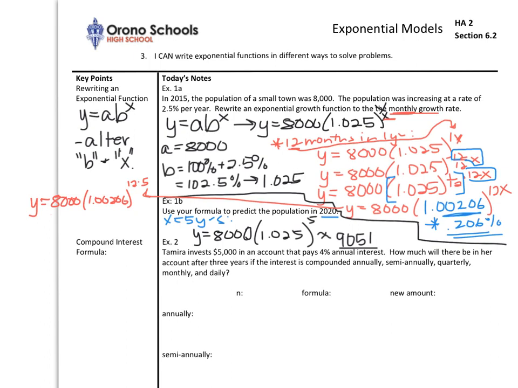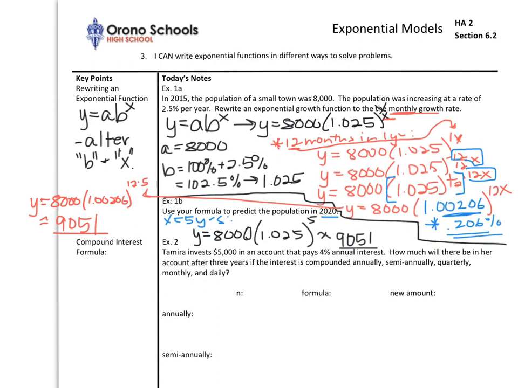Y equals 8,000 times our monthly growth rate, 1.00206, to the power of 12 times 5. And believe it or not, if you enter all of this into your calculator, you're going to get a slight decimal change, but the whole number is going to stay the same, 9,051 people. So the population matches up.